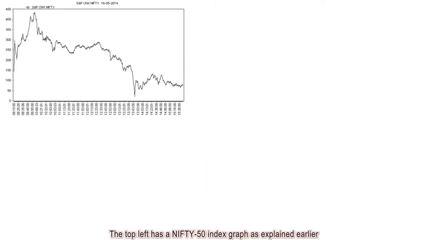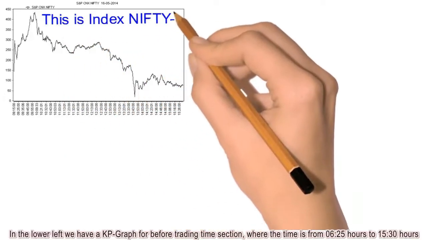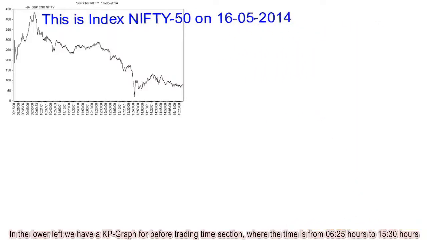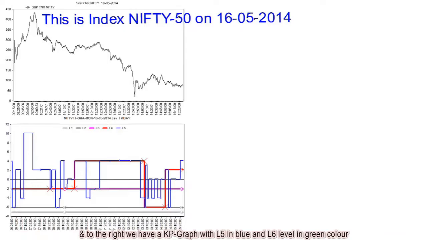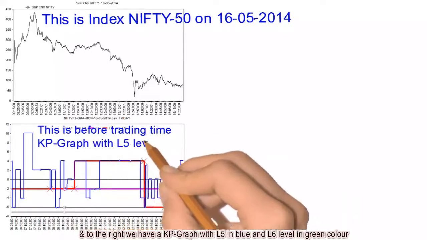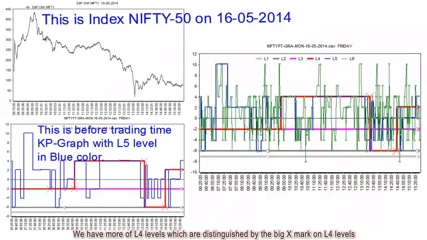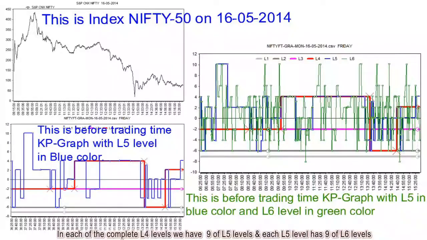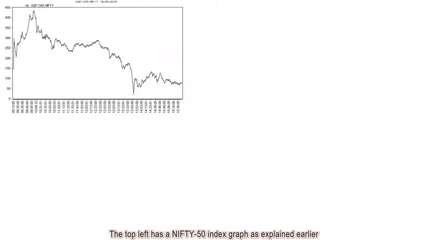The top left has a Nifty 50 index graph as explained earlier. In the lower left we have a KP graph showing before trading time section, where the time is from 6:25 hours to 15:30 hours with L5 level in blue color, and to the right we have a KP graph with L5 in blue and L6 level in green color. We have more of L4 levels which are distinguished by the big X mark on L4 levels. In each of the complete L4 levels we have 9 of L5 levels and each L5 level has 9 of L6 levels.